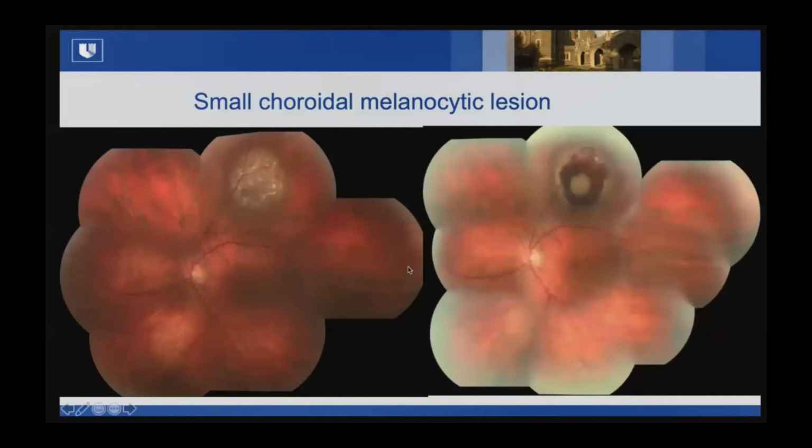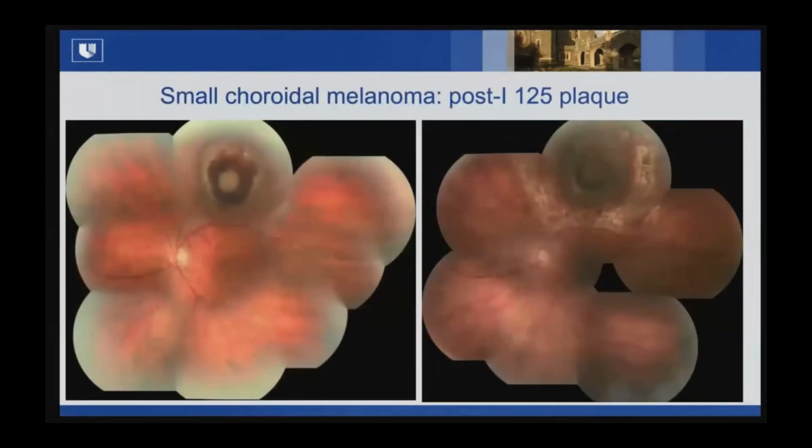However, the patient came on an urgent basis because of bleeding around this area, and it proved to be growth in a mushroom-shaped lesion, and the patient was treated as a choroidal melanoma with a plaque iodine-125, and this is the same patient with the regressed tumor and laser around it.